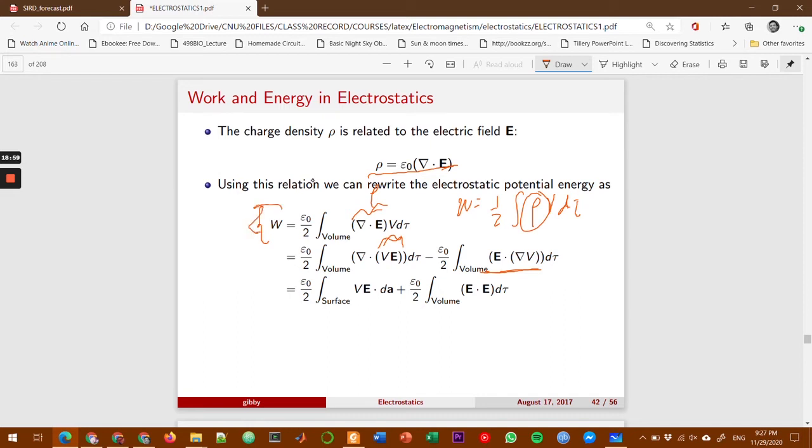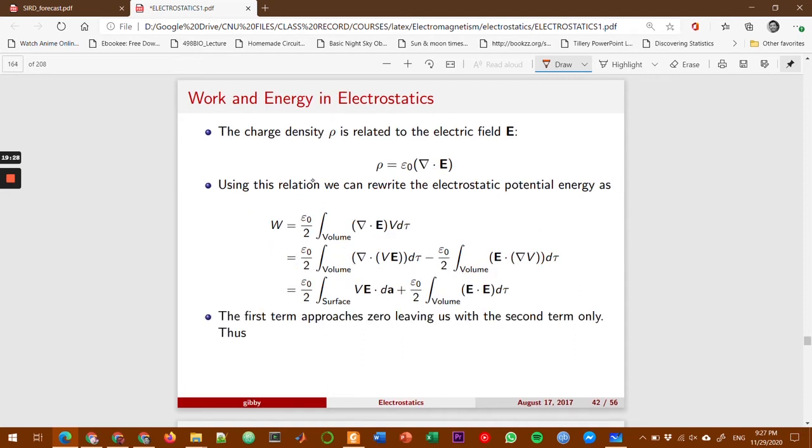From this equation, it becomes this form. Then we use the divergence theorem to go from a volume integral to a surface integral. And this is E, so we have E dot E, which would be E squared. And then the first term approaches 0. So this is this one.